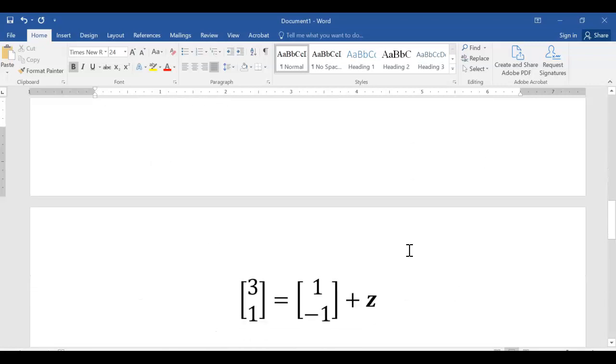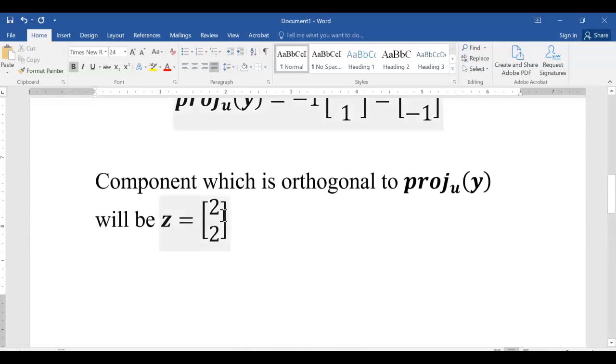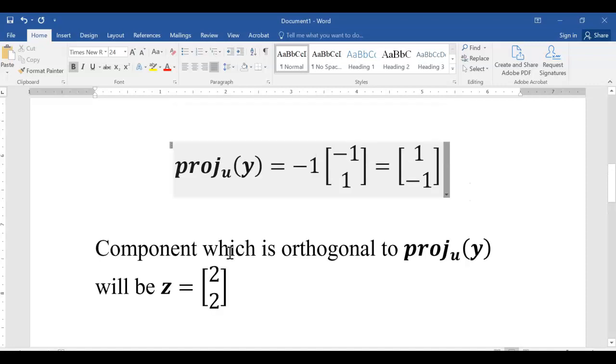Now, (1, -1) is my projection. If I want to add z and create (3, 1), I would need to add 2 to the first entry, and I would need to add 2 to the second entry. So my z is going to be the vector (2, 2). So the component which is orthogonal to the projection will be (2, 2). And again, notice that the projection itself, (1, -1), is orthogonal to (2, 2).